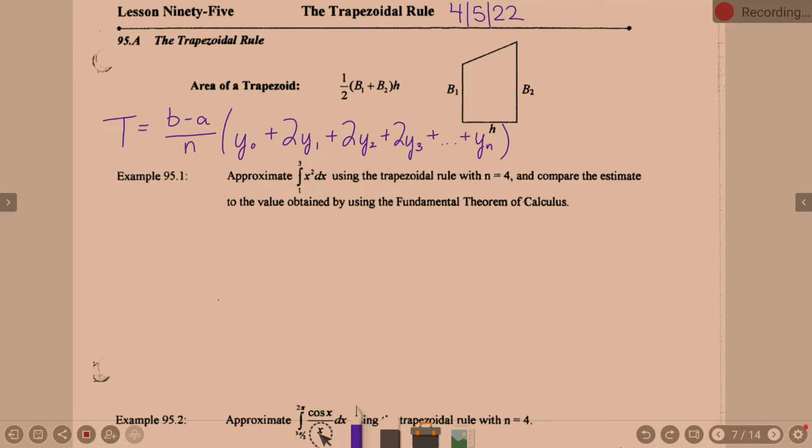If you want to think about it, this is b1, this is b2, and then, you know, that 2 went really weird, didn't it? So there's maybe a more traditional trapezoid if you need that visual for yourself.